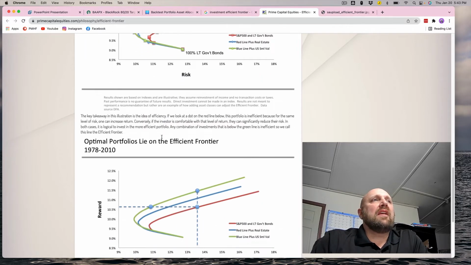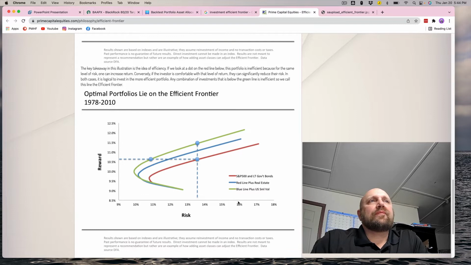So if you have a portfolio of only stocks and bonds, which is the red line here, you can get the same return if you have a portfolio where you add real estate and small cap value stocks. So over here, to the left of this point on the horizontal axis, you've got less risk, meaning less fluctuation, with the same return. Or you can have the same risk, the same fluctuation, with a higher return. And that's the way these efficient portfolio graphs work. And it's all about combining assets.